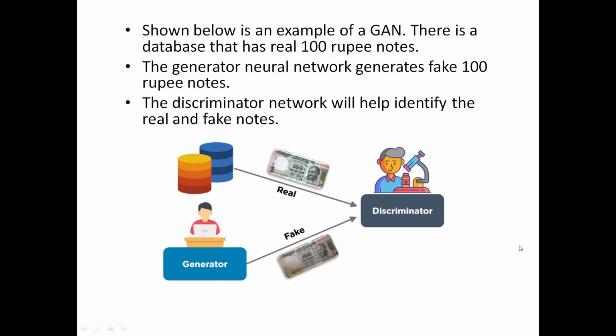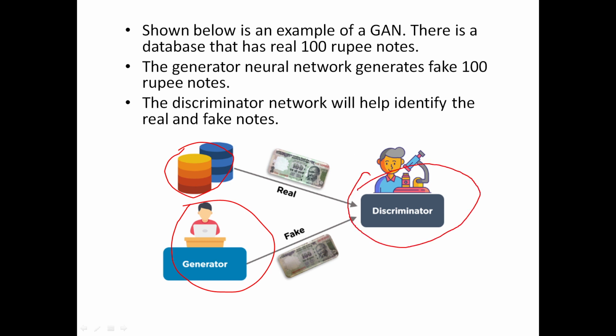When you look at the diagram, here we have a database. This database contains the real 100 rupee notes, and this is a generator. The generator neural network generates the fake 100 rupee notes. The discriminator network will help to identify which one is a real note and which one is a fake note.